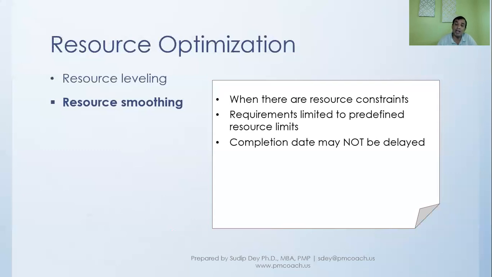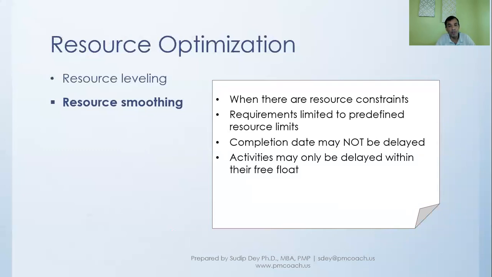So how will you do that? You will have to work with the float that you have. You have to work with the float and make the sequence and adjust your resources in such a way that the float is getting consumed instead of the date getting shifted. As a result, the critical path will not change in resource smoothing. So this is essentially the difference.